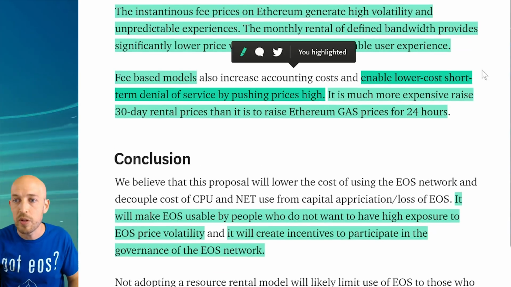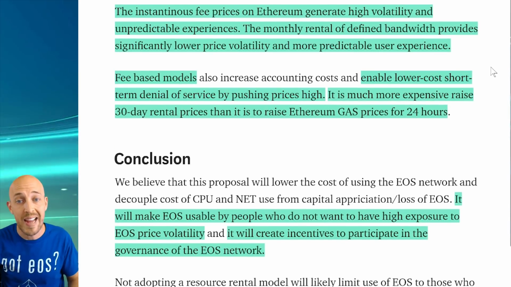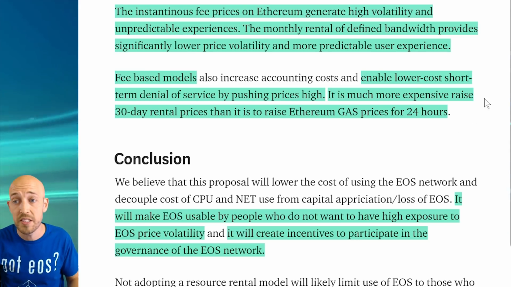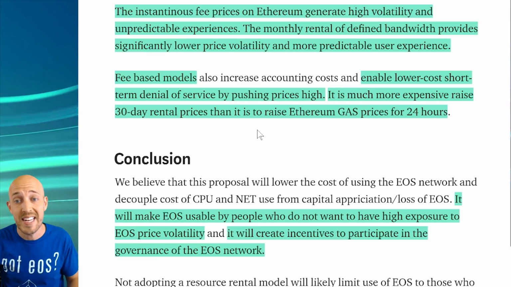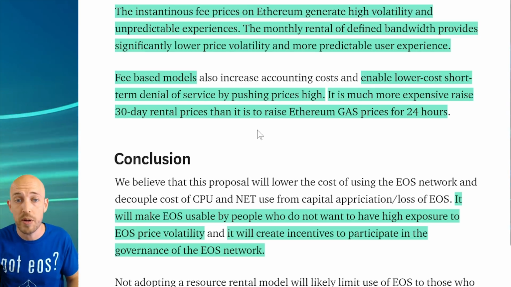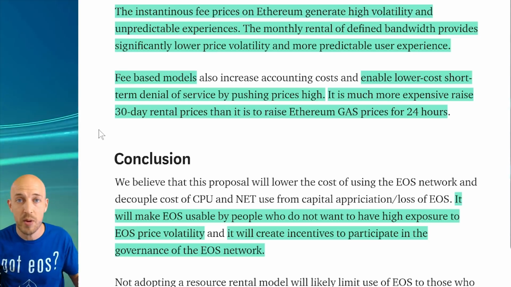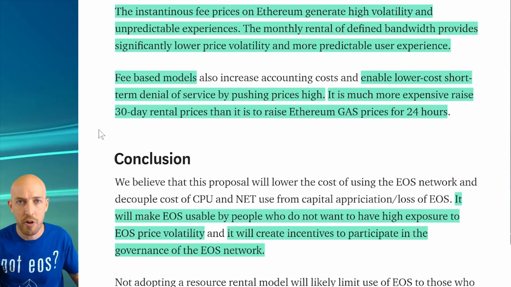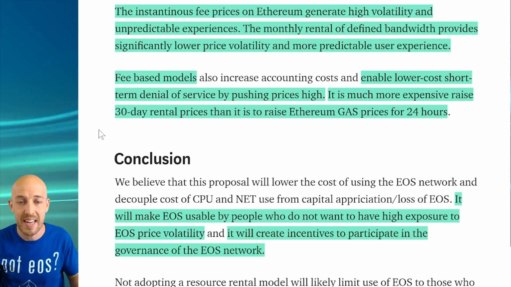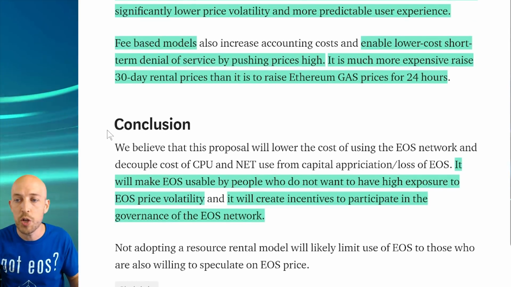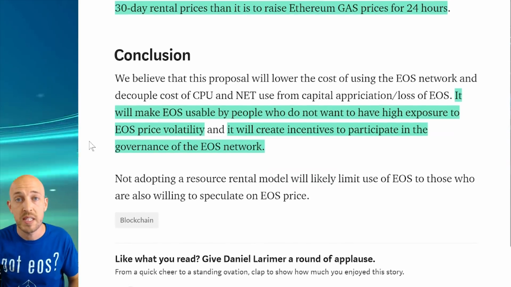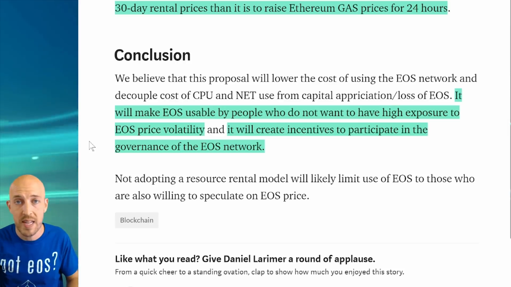Fee-based models enable lower cost, short-term denial of service by pushing prices high. So this is another benefit. It is much more expensive to raise 30-day rental prices than it is to raise Ethereum gas prices for 24 hours. So because of the 30-day time period that the rentals occur for, it's harder to manipulate it. It's much more expensive to manipulate something for 30 days than it is for just a single day. So here's a high-level conclusion. This system will make EOS usable by people who do not want to have high exposure to EOS price volatility. It will create incentives to participate in the governance of the EOS network.